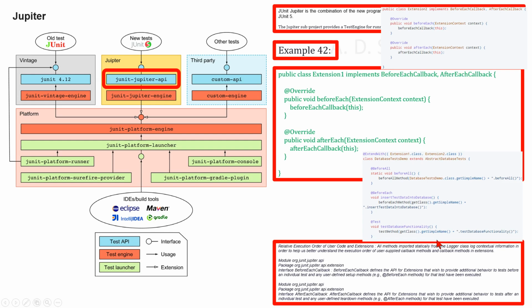The following examples demonstrate that behavior. Please note that the examples do not actually do anything realistic. Instead, they mimic common scenarios for testing interaction with the database. All methods statically imported from the Logger class log contextual information in order to help us better understand the execution order of the supplied callback methods and callback method extensions.